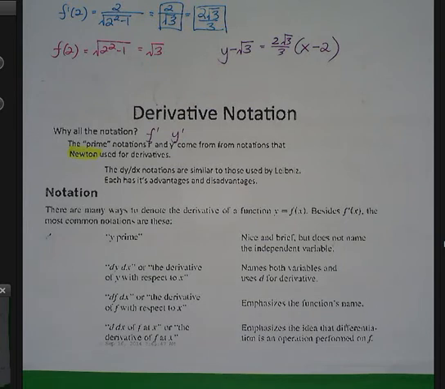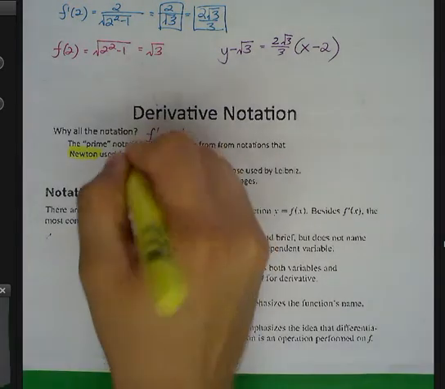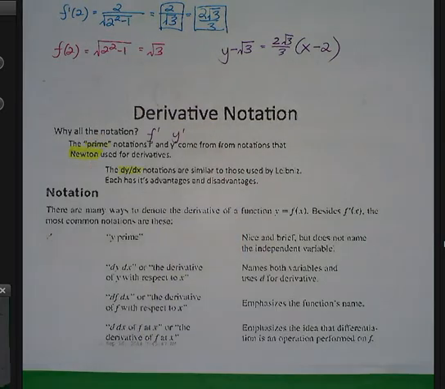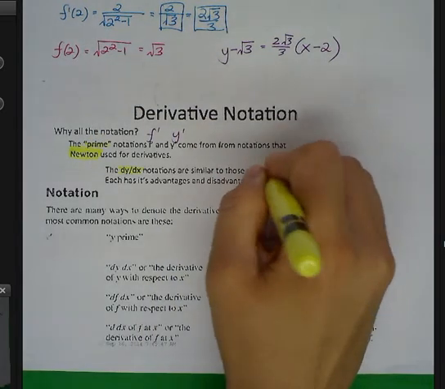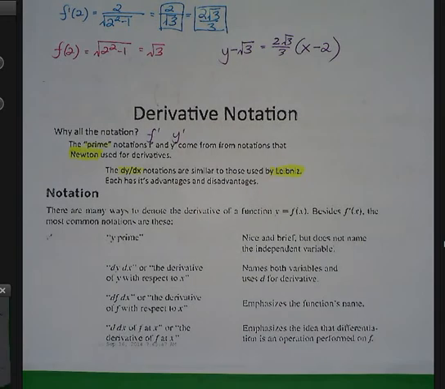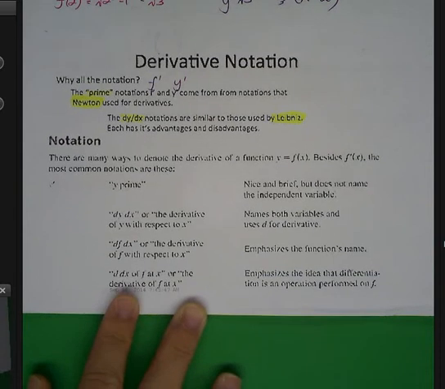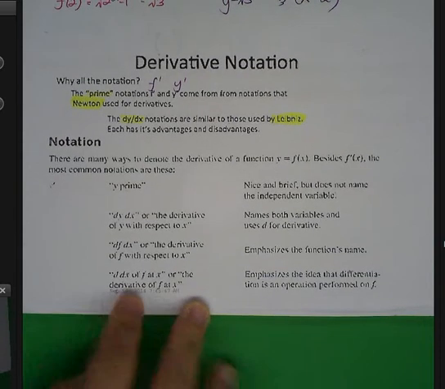So okay, Newton's notation is like that, so the prime is with Newton. The dy dx notation, which we're going to see, is used by Leibniz, the other guy. Each has its advantages and disadvantages, so we have to know both. Okay. You've never seen dy dx before, right? Until now. Okay, what does dy dx kind of look like though?